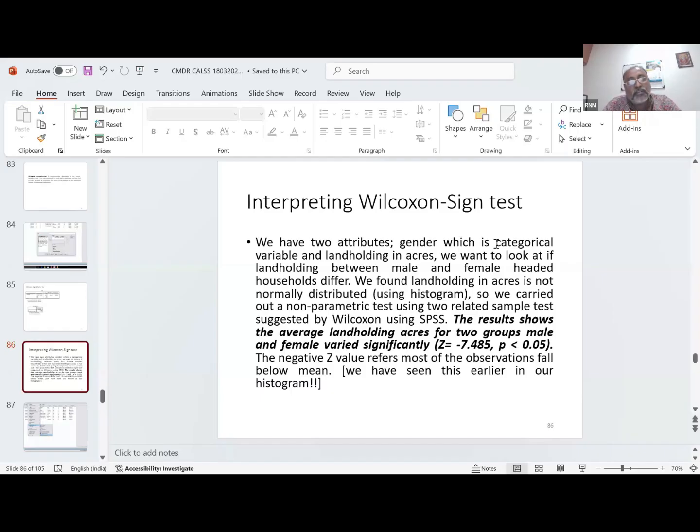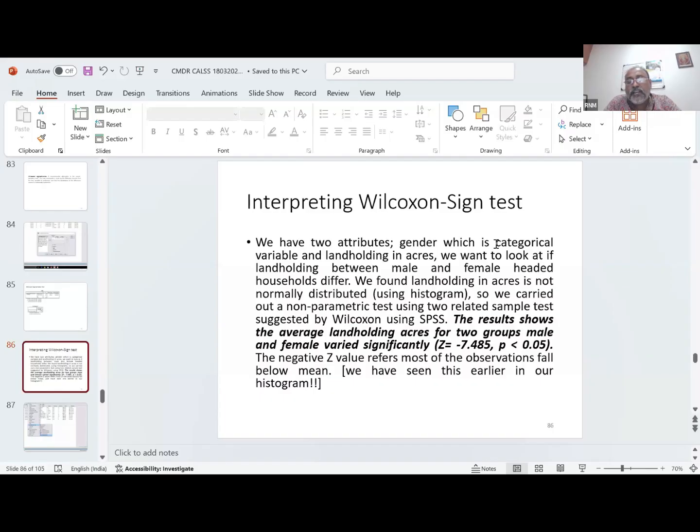Now go back to your cross tabulation. In gender and land holding coded, you do the cross tabulation. You find out whether the women have less land holding than men. Then you use this inference from the cross tab to test it, because the cross tabulation is only showing association, it's not showing the direction.